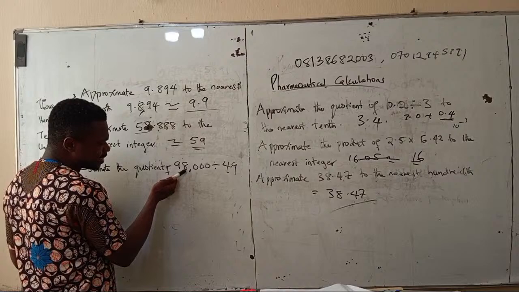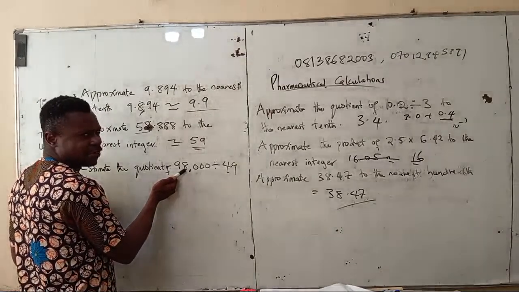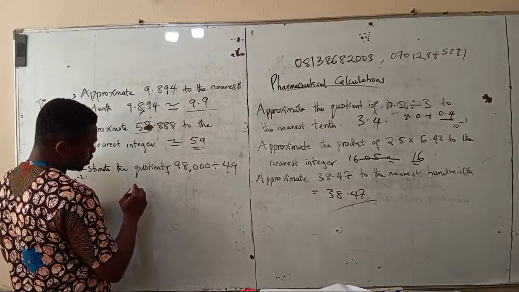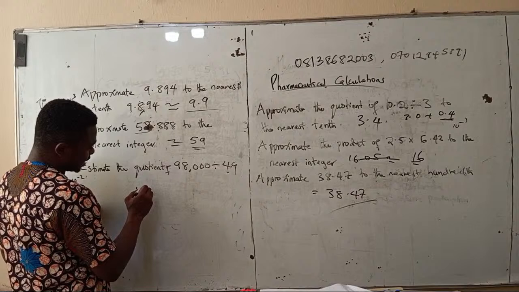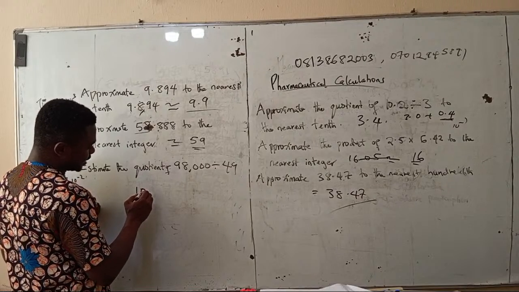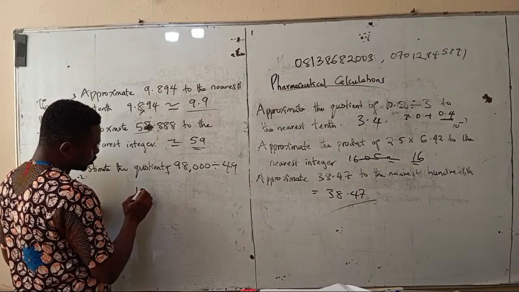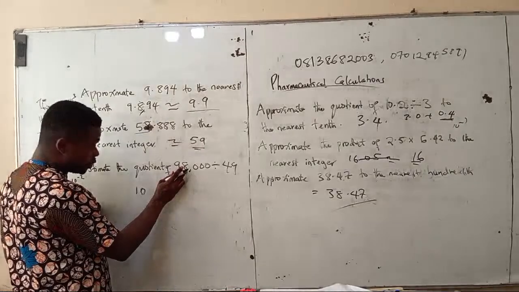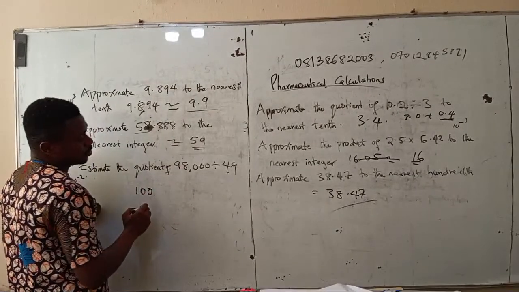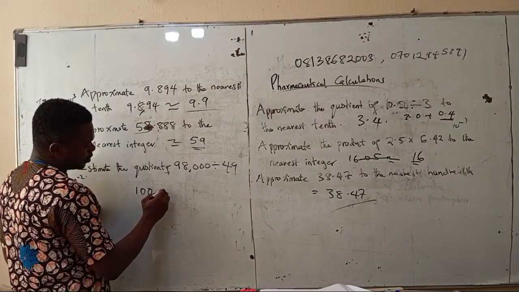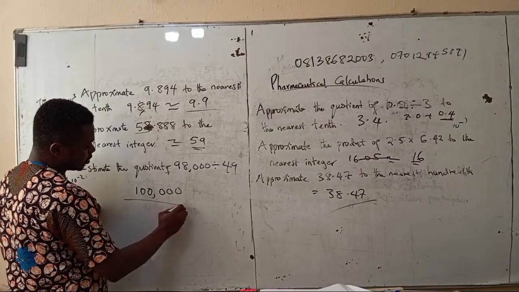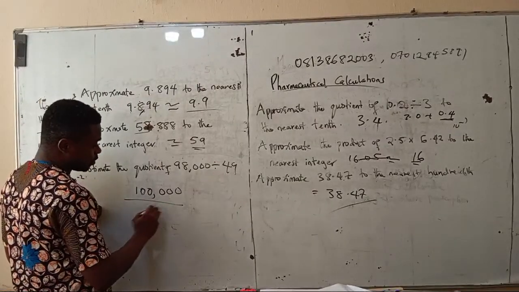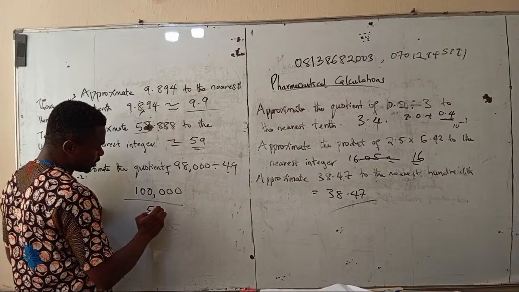This 98, the 8 is above 5. We can round this 8 off and add it here, and it becomes 10. So here becomes 10, and here we call it 0. Remember, 10, 0, 0, 0. Here we can move it and call it 0. Add 1 here, and here becomes 50.